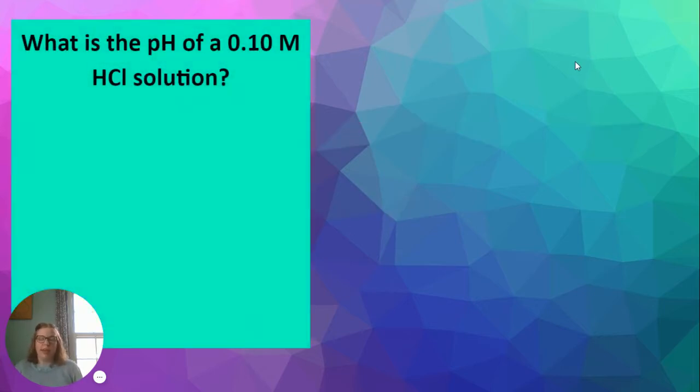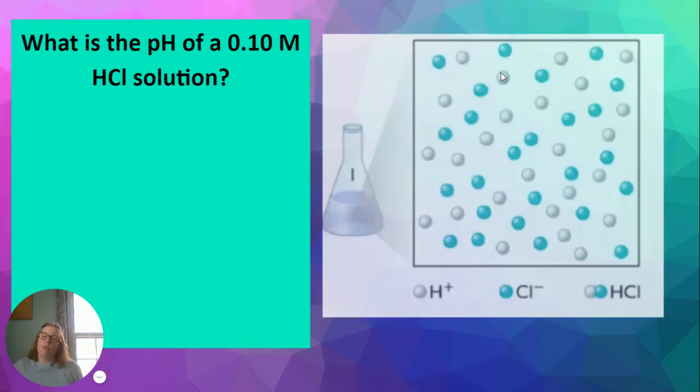Just as a review, if I asked you to calculate the pH of a 0.1 molar HCl solution, hopefully that should be pretty easy. If you remember, HCl is one of the 6 or 7 strong acids, so when it hits water, it ionizes 100%. Whatever concentration my acid solution is, that is the concentration of my H plus, or hydronium ion.